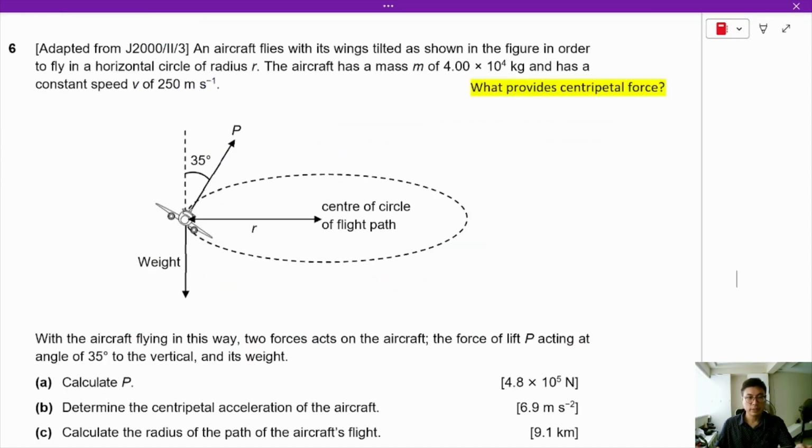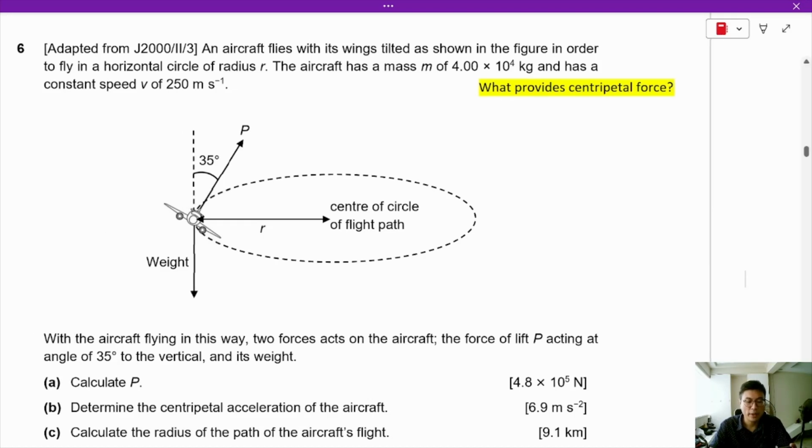Now let's take a look at question 6. In question 6, once again, the key concept is what provides centripetal force. Over here we have an aeroplane with a lift of P and then a weight and a radius, moving around in a circle as follows. So the first thing we've got to do is to resolve the P into horizontal and vertical forces.